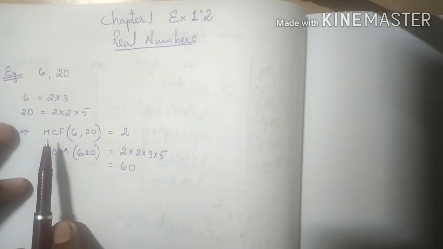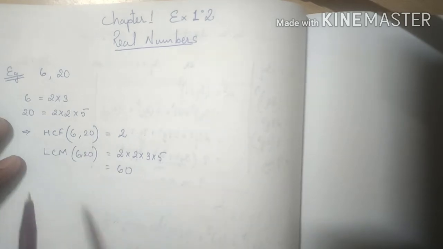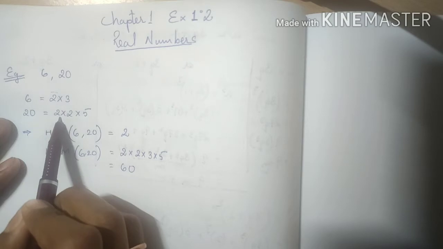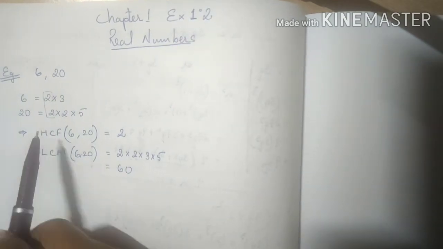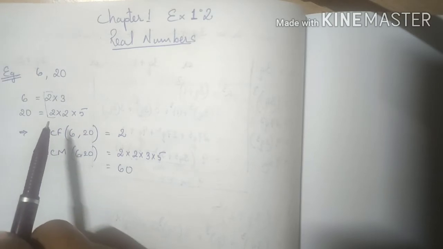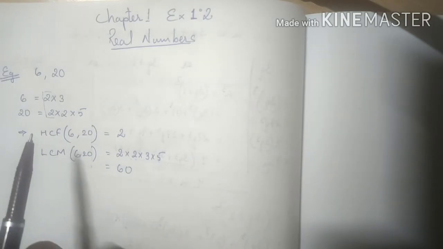Now we can find the HCF of 6 and 20, that is 2. HCF means highest common factor. So what is the common factor? That is this one only, and it will be the highest common factor. 2 is the only common factor, and always remember the factor should be prime.